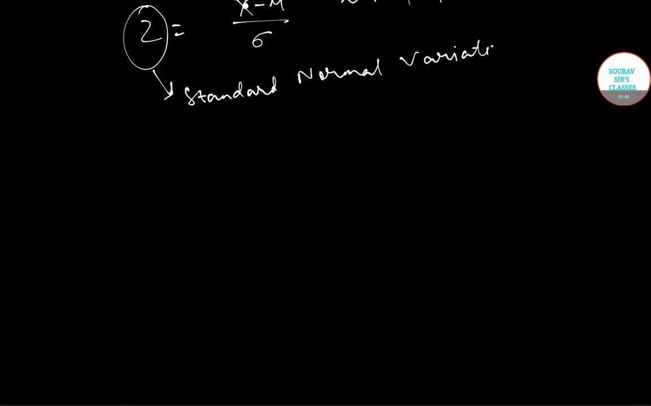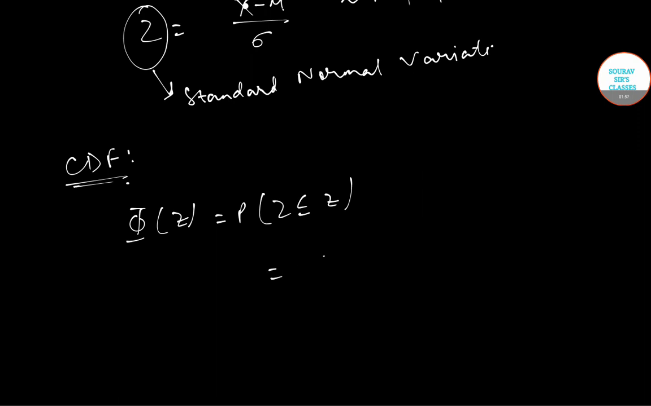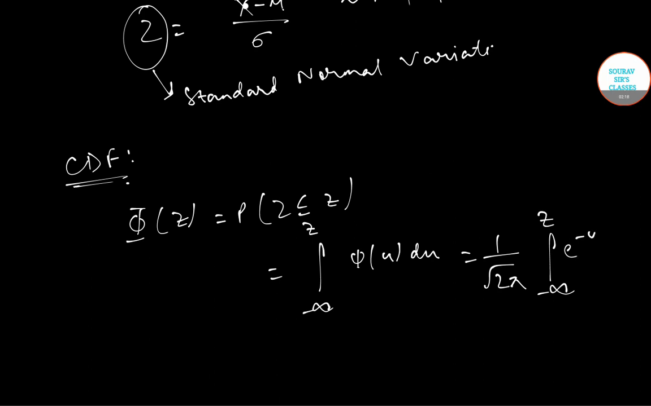The cumulative distribution function, that is the CDF, is defined as, or rather is denoted as, phi z is equal to probability z less than equal to z, that is integration from minus infinity to z small phi u du, that is 1 by root 2 pi integration from minus infinity to z e to the power minus u square by 2 du.